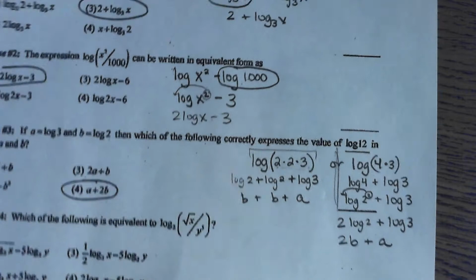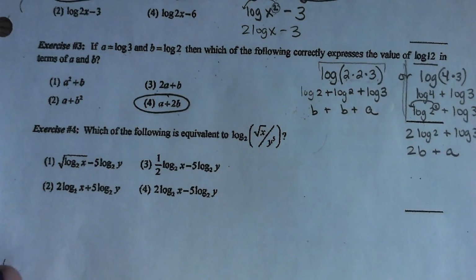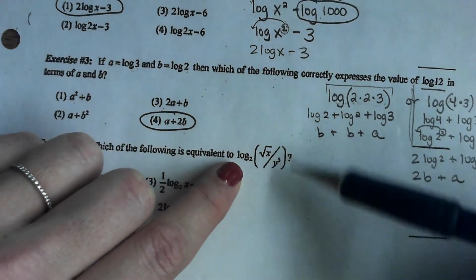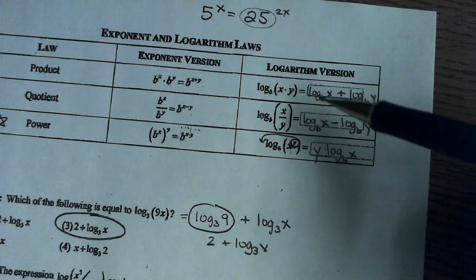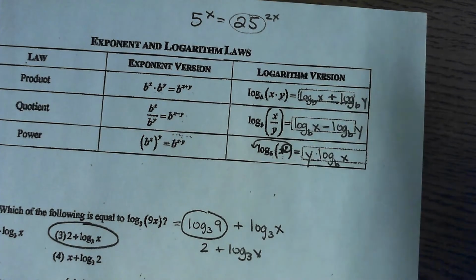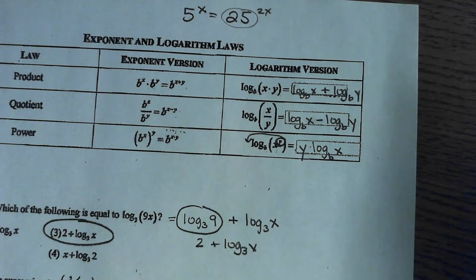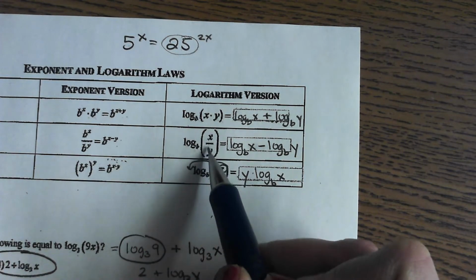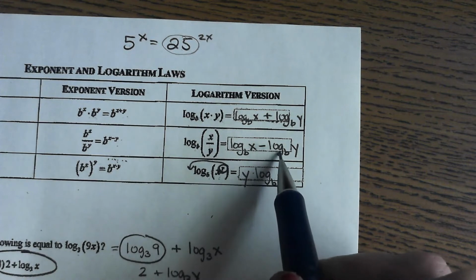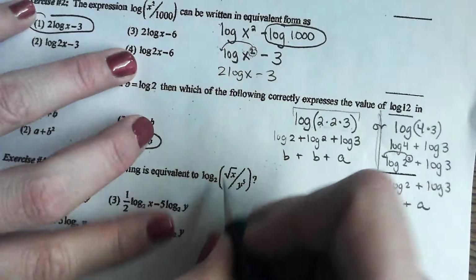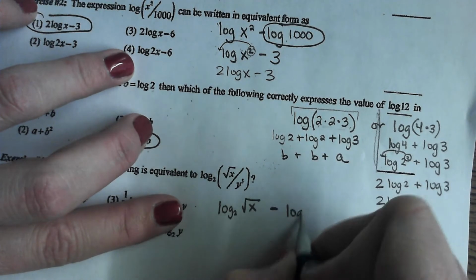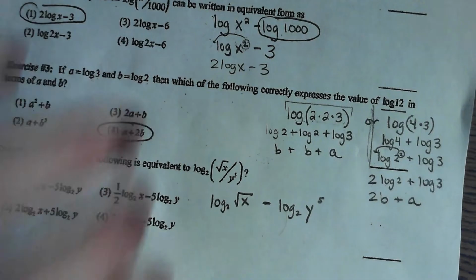All right, exercise 4. Which property should we first apply? Log base 2 of this, what would you say, Eric? Are we applying 1, 2, or 3? 2. The division turns into? Log of 2 things being divided turns into multiple logs being subtracted. So that would be log base 2 of root x minus log base 2 of y to the 5th.